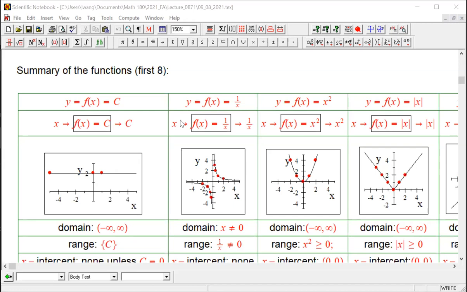For example, the first one, the constant function. The constant function is neither increasing nor decreasing because the output is always the same number. So this is neither, right? The second function, 1 over x, is it increasing or decreasing?